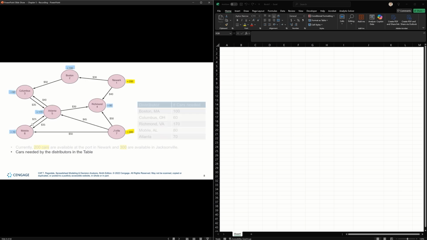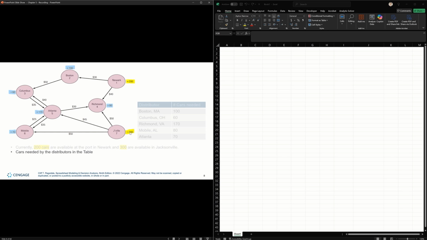Now for each one of these routes, there is what we call an arc. This arc is the delivery, the unit delivery cost. So the delivery of each unit is going to cost us $30 from Newark to Boston. On top of each node, the node can also have the name of the place. We have Boston here, New York there, Richmond there. We also have the number of the nodes: 1, 2, 3, 4, 5, 6, and 7. We have 7 nodes in total.